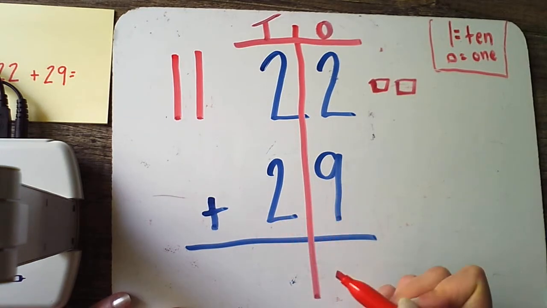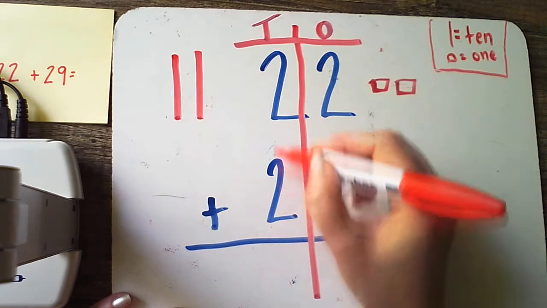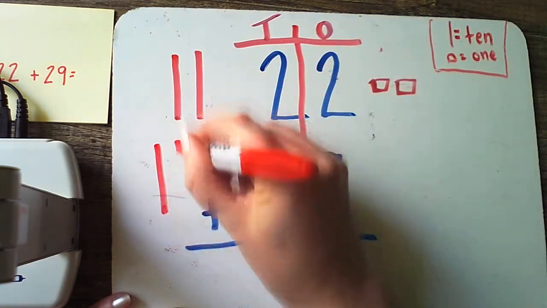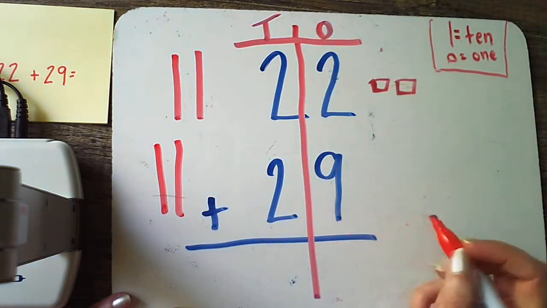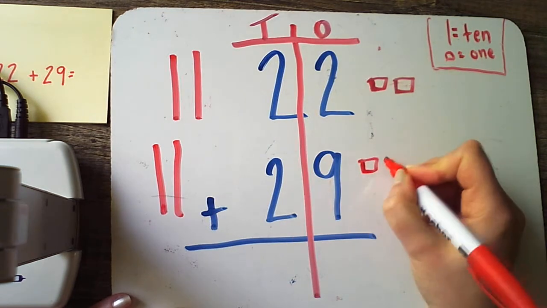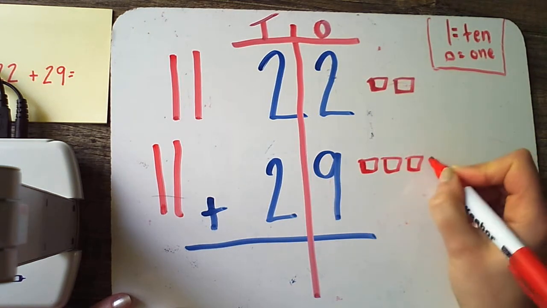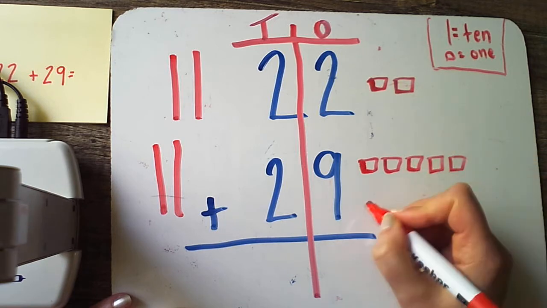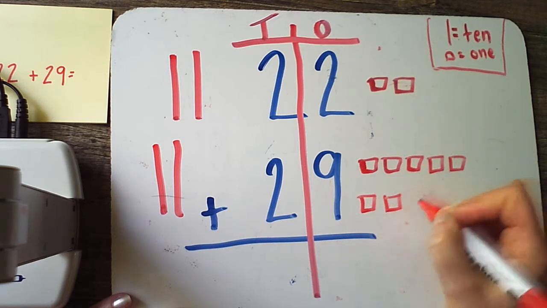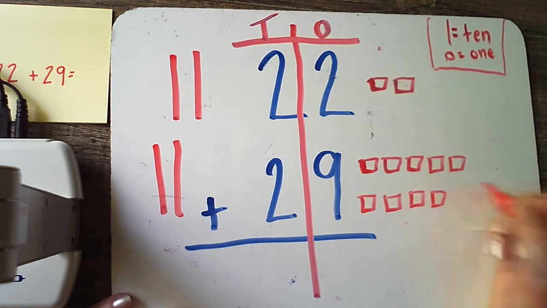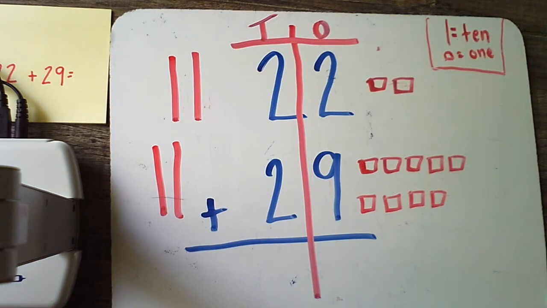Now we have 29. Again, we have 2 10s. Now we have 9 1s. 1, 2, 3, 4, 5, 6, 7, 8, 9. Your brain should be yelling at you. You can make a 10. Regroup and make a 10.